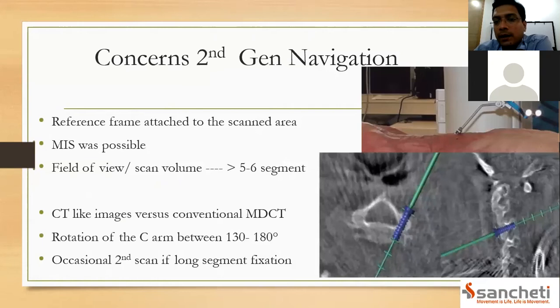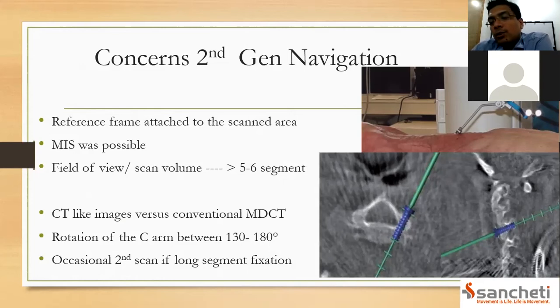So this is, for example, an ISO-C navigation system. You can see that the image quality is like that of a CT, but not really a very good quality CT. But yes, you can see axial, you can see sagittal, and you can help plan a lateral mass or a pedicle screw in the cervical spine.